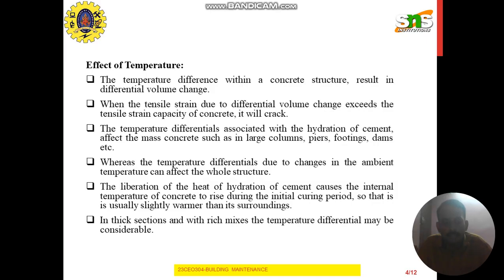And then finally, in thick sections and rich mixes, the differential temperature may be present in a considerable amount. So these are all the effects of temperature on concrete.